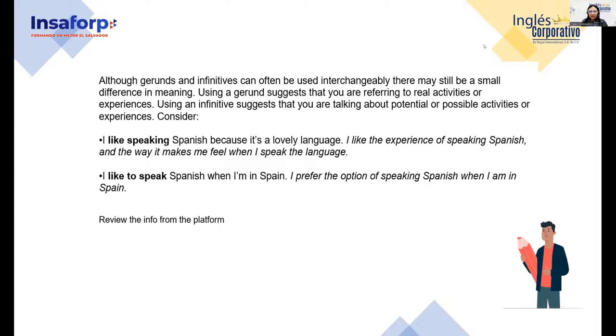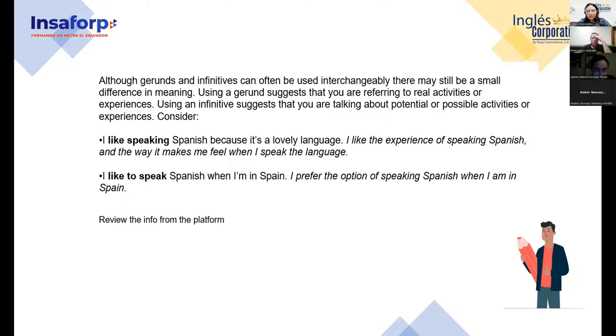Okay, as you may see, whenever we're using a gerund, it suggests that you're referring to real activities or experiences, right? On the other hand, whenever we have an infinitive, it suggests that you're talking about potential or possible activities or experiences, right? Real activities, potential or possible activities. I like speaking Spanish. I like to speak Spanish, right? I like speaking Spanish because it's a lovely language. I like to speak Spanish when I'm in Spain, okay? So probably you're not going to be thinking about this information whenever you're trying to express the idea using a gerund or an infinitive, right? But this is like extra information so we can understand a little bit more about this topic.